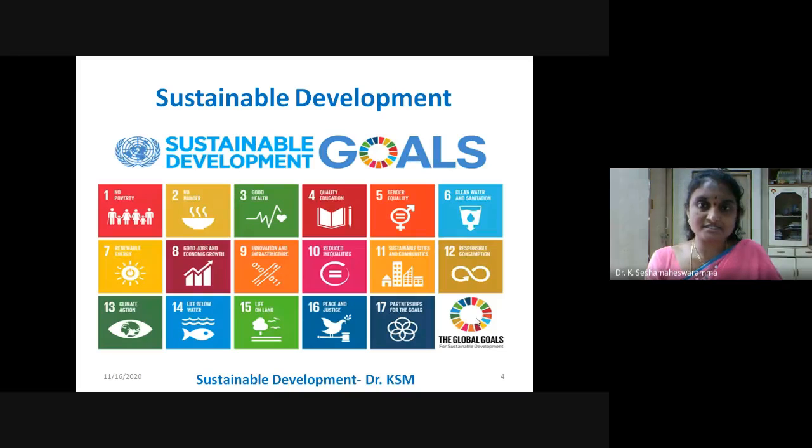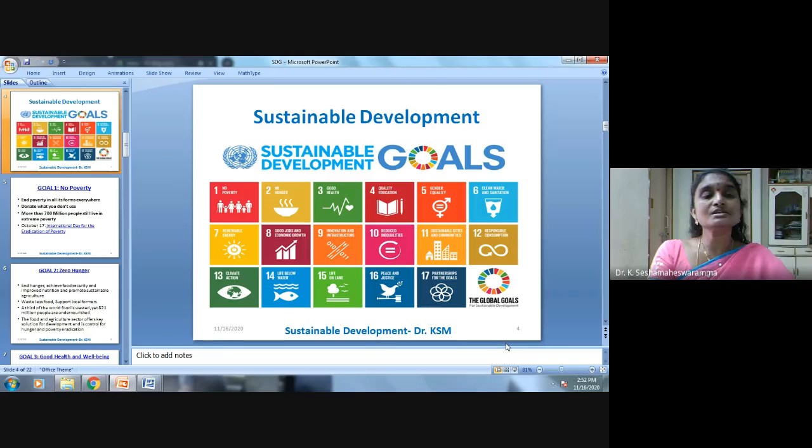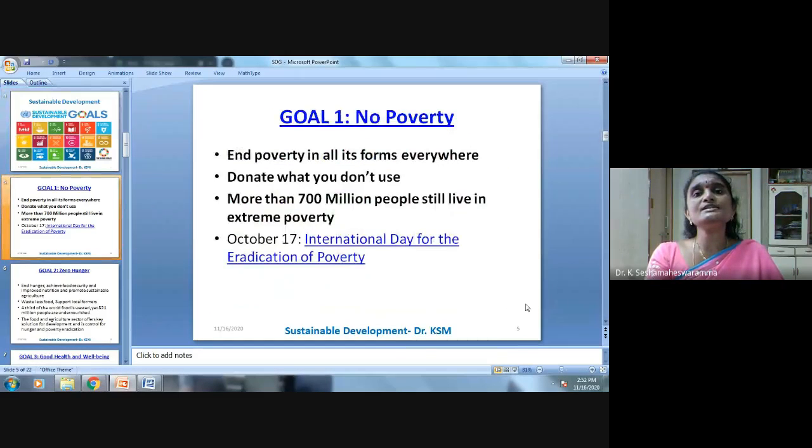Everything I will discuss elaborately. Climate action, life below water, life on land, peace and justice, partnership for the goals. All these are the 17 sustainable development goals. First one, goal one, is no poverty.